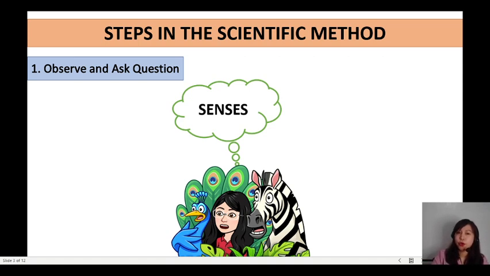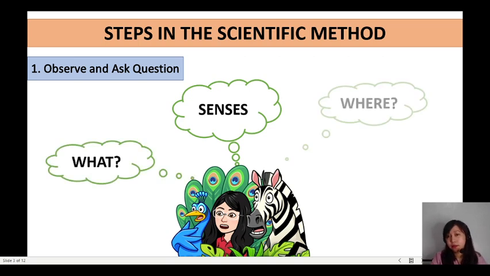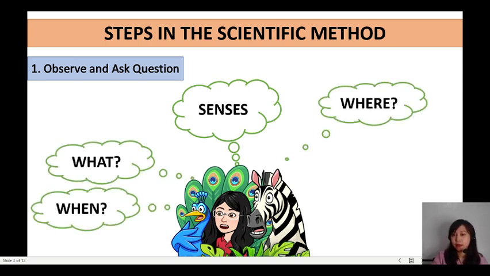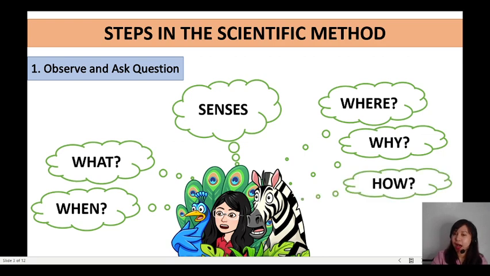Then, after you observe, you formulate some questions in your mind. Sometimes it is in the form of what, where, when, why, and how, or simply the WH questions. You can formulate a good question using HOTS, or higher order thinking skills, that is also based on your critical thinking skills.